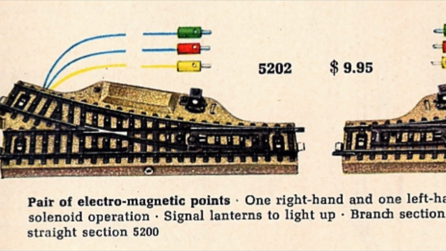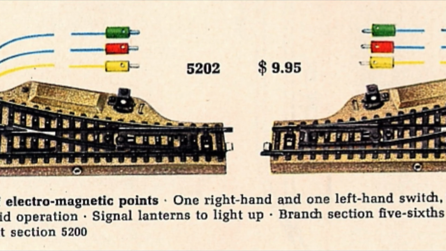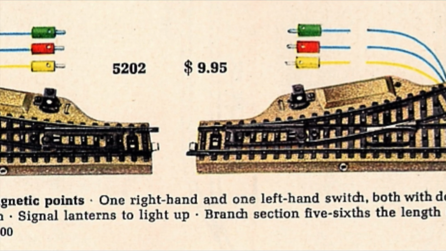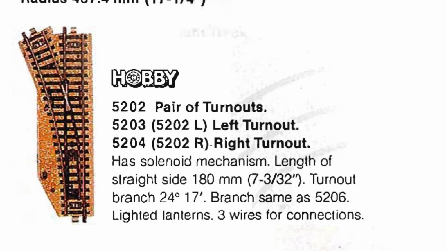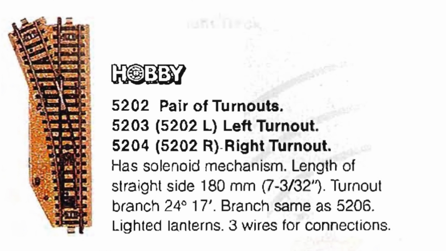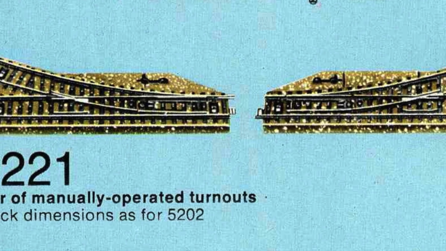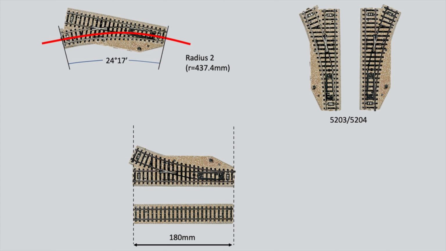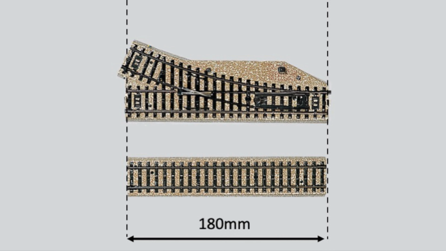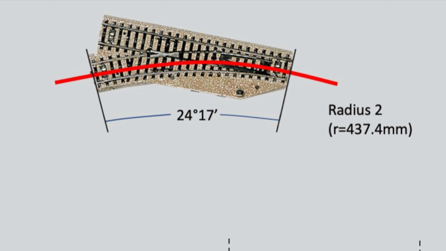The radius 2 turnouts were sold under various references over the years. For example, 5202 L and R for left and right, or links und rechts, 5203, 5204, or the manual versions 5222, 5223. Their geometry is the same too. Their straight section has the standard straight length of 180 mm, and the curved section is a portion of the standard radius 2 curve for M-track, measuring 24 degrees 17 minutes.